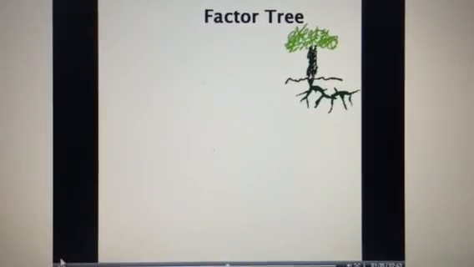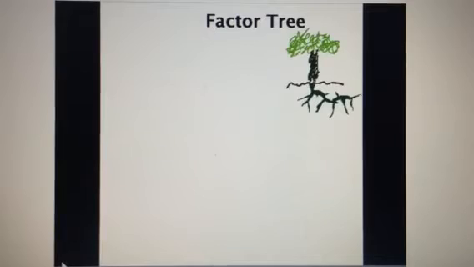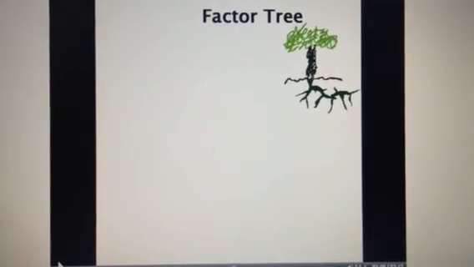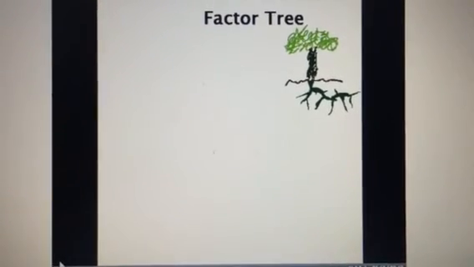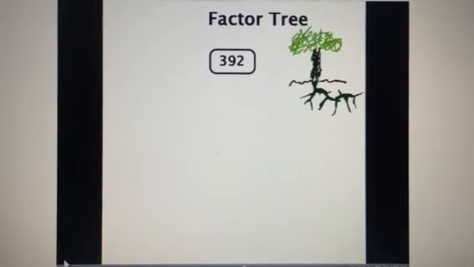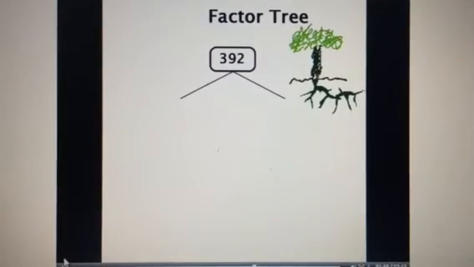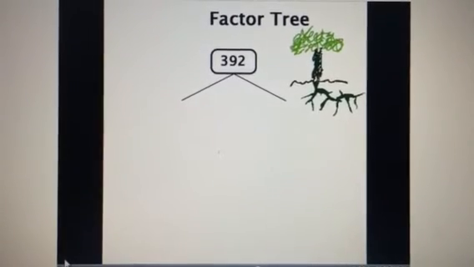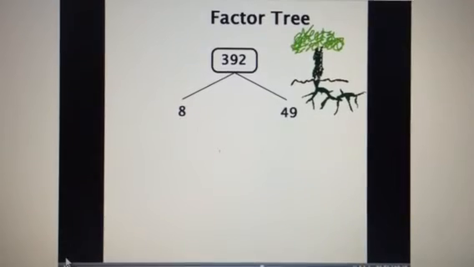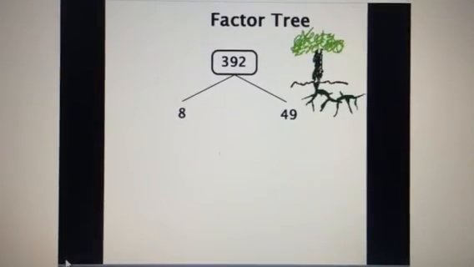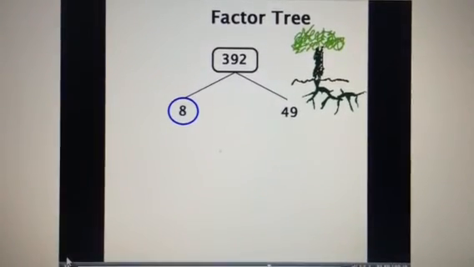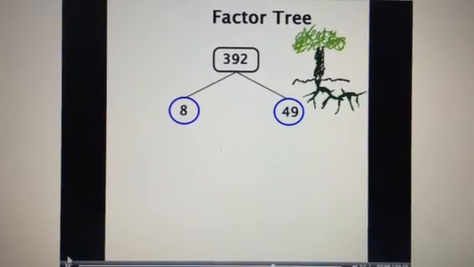Now, we don't always have to use divide by prime numbers in order for the factor tree to work. We can just divide with any number we want. So let's start again with 392. And we'll draw some roots and put 2 numbers down that factor into 392, like 8 and 49. Now both 8 and 49 can be factored down even further.